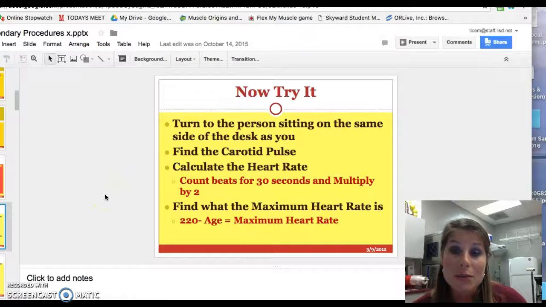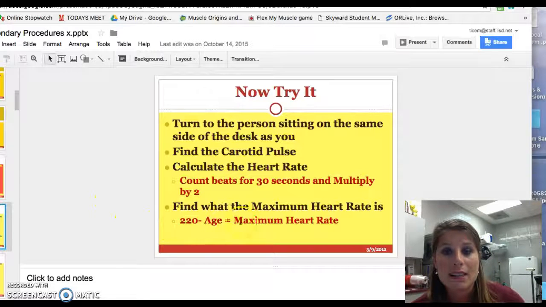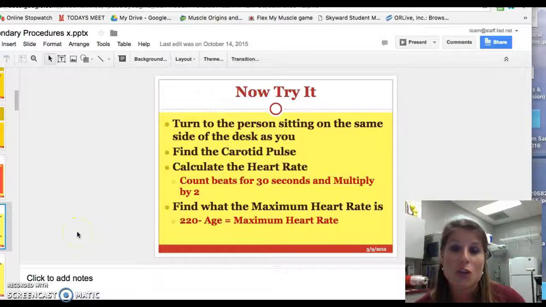In our class, we used the example of somebody that was 15. So you would do 220 minus 15 equals 205. If your heart is beating 205 beats per minute, that would be your max heart rate. Keep in mind, resting is 60 to 80, so your heart would be beating almost 4 times as much.